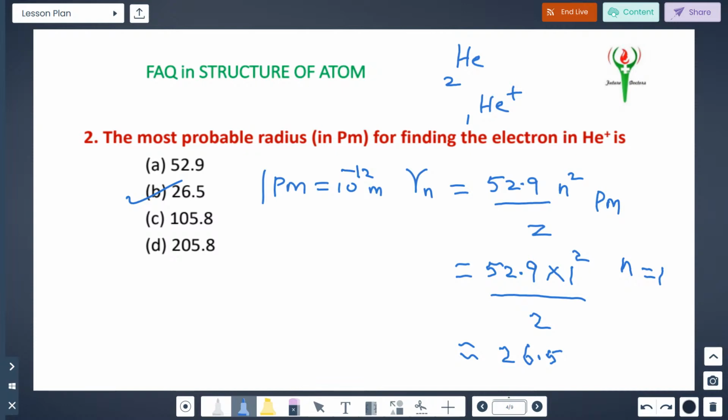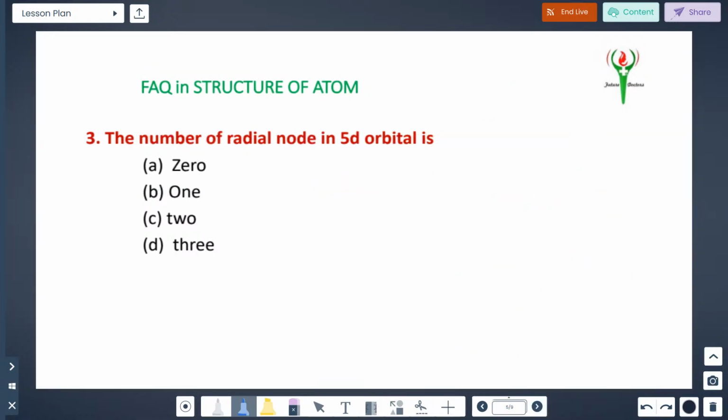Okay. Next one is the third one. See the question, a very simple one. Number of radial node in 5D orbitals. You know that we studied quantum numbers, the types: principal quantum number, azimuthal quantum number, magnetic quantum number, spin quantum number.